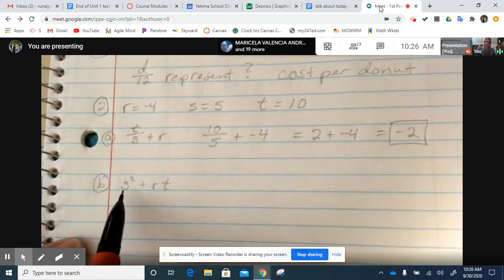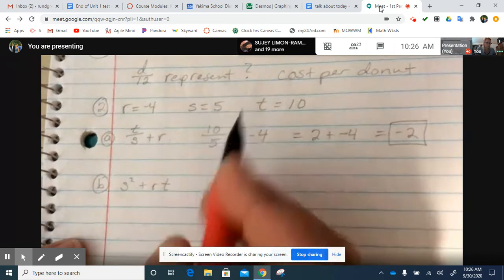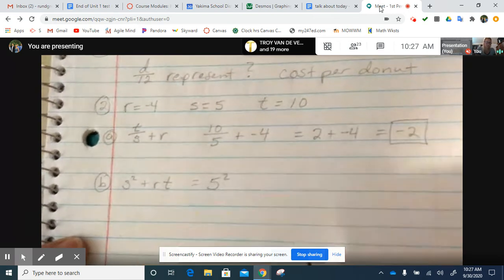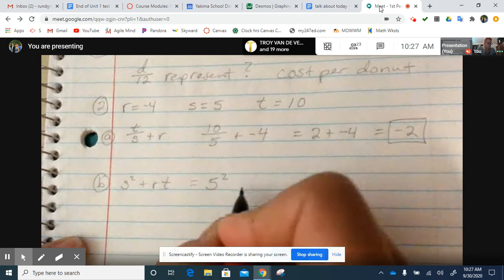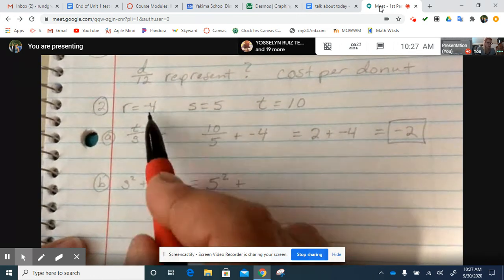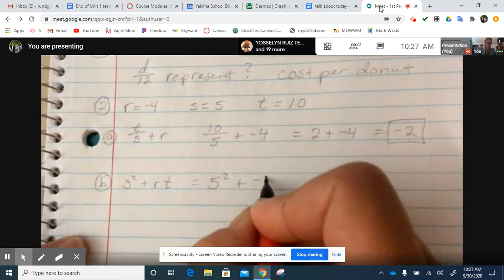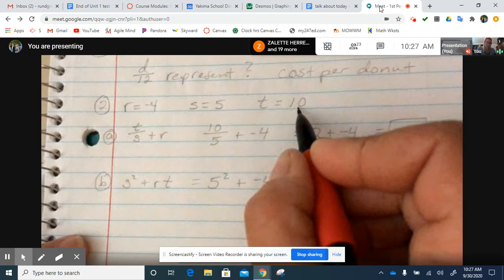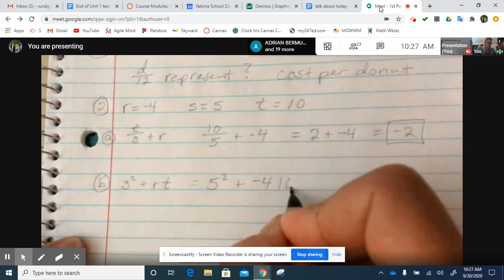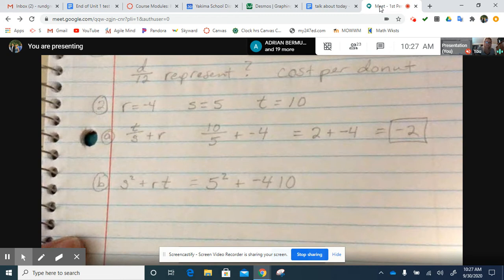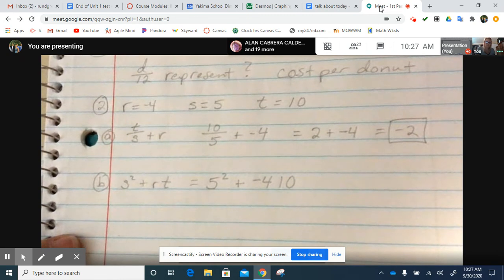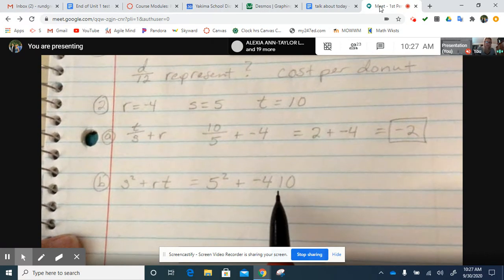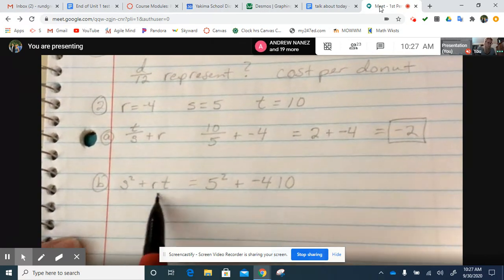All right, for s squared, s is 5. So we'll write down 5 squared plus r, and r is negative 4. And then t, and t is 10. So can I just go ahead and write it like that? Does that make sense? How come? Exactly. Yeah, this looks like I wrote negative 410, which is not the case. We got to be multiplying these two.